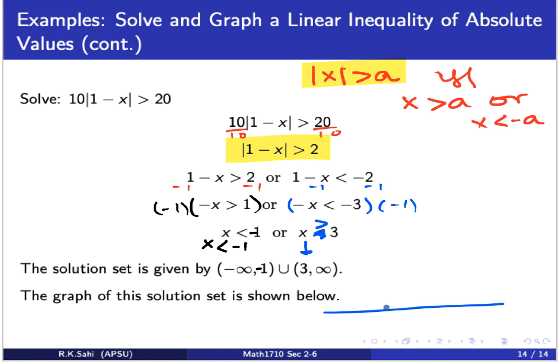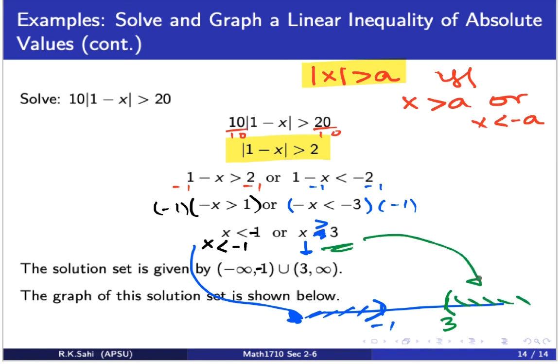Minus infinity to minus 1, eyeball minus 1, and then just basically shade. And remember, x is strictly less than minus 1. That's what we are showing over here. Whereas when x is strictly greater than 3, eyeball the number 3, x is strictly greater than, that means we shade this part. And this one is this. Thank you, guys.